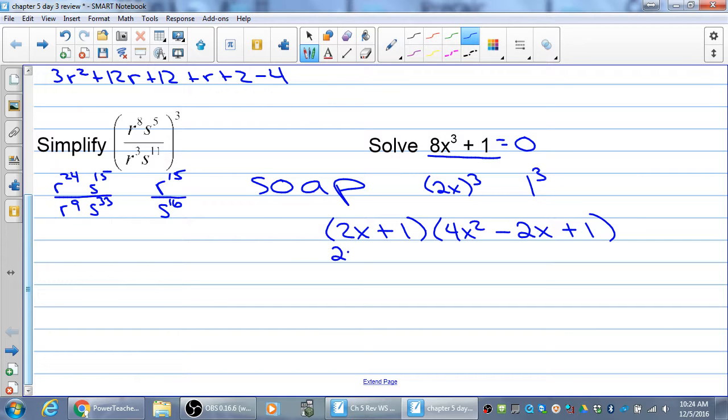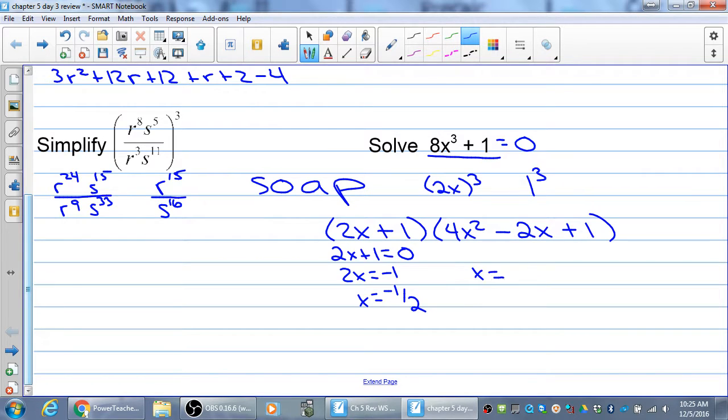Well, we have 2x plus 1 is equal to 0. 2x equals negative 1. Negative 1/2. There's your first answer. That's the real answer. And on the sum and difference of 2 cubes, you have 1 real and you have 2 imaginary. It's always that way. 1 real, 2 imaginary.